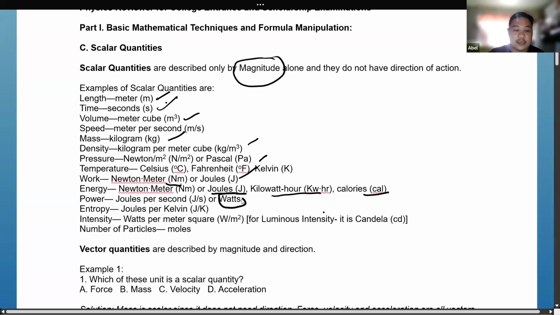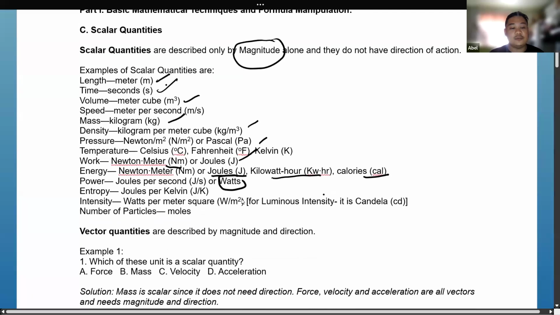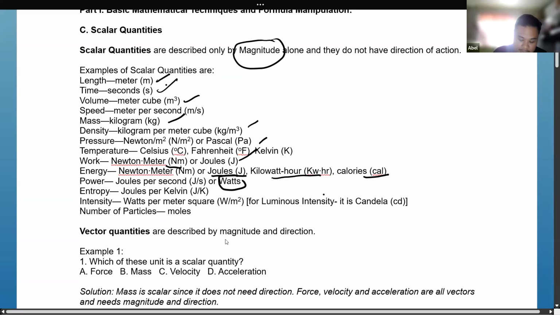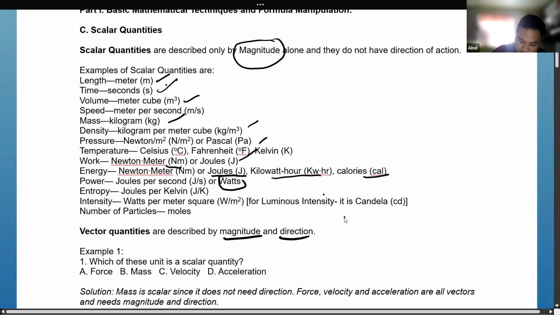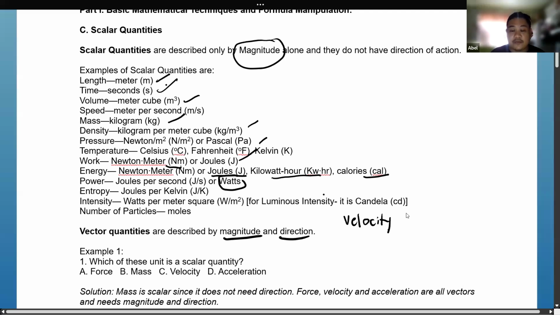Now, let's try now to discuss later the vector quantities. Once we say vector quantities, we have here the measurements with magnitude and direction. So later, I'm going to discuss it in details, but usually, what are the vector quantities? So for example, we have here the velocity. Velocity is different from speed because once you say velocity, we need to emphasize direction. For example, 3 meters per second north.